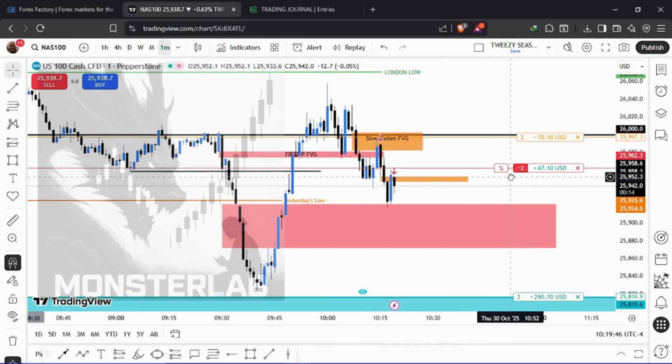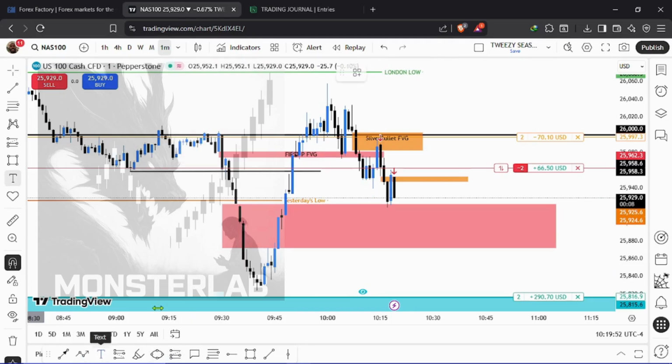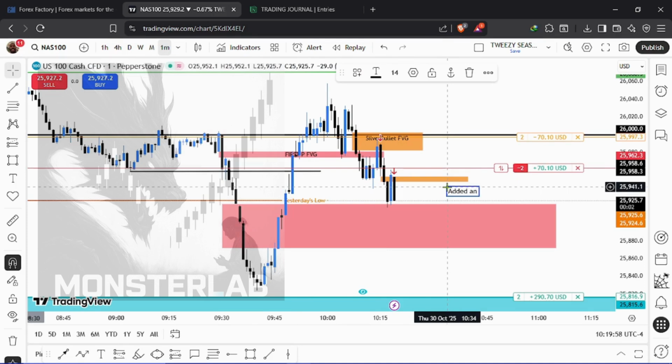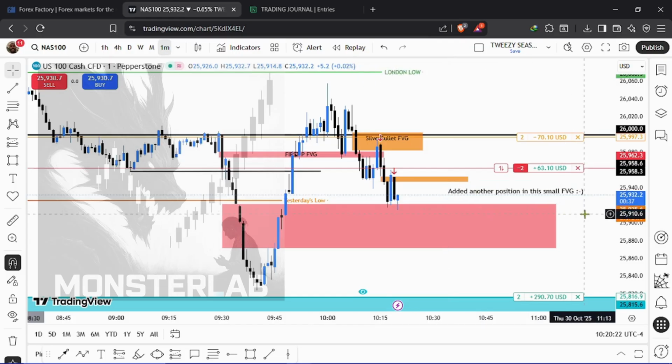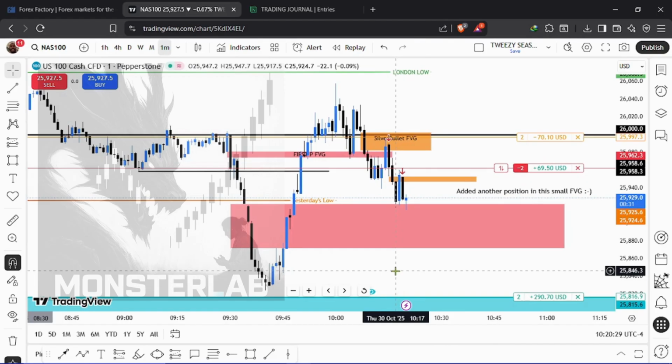So we have a small fair value gap around here, in which I've added a position. I really think price will move down this time. So I've added another position just below my silver bullet fair value gap. This is a really small fair value gap, but I think it will support price and act as resistance.